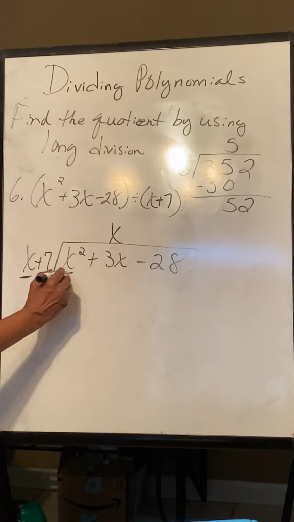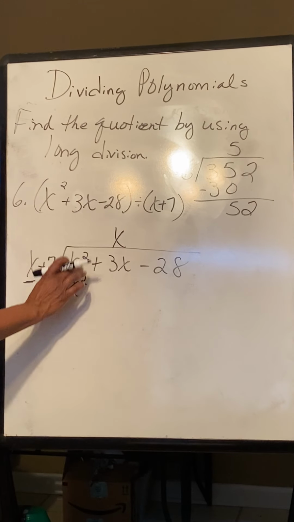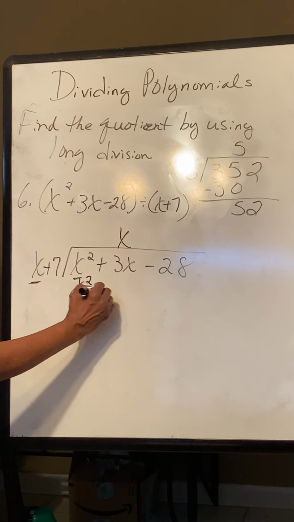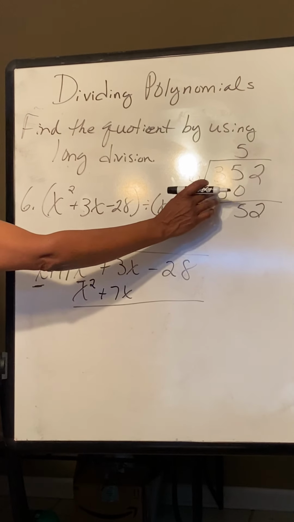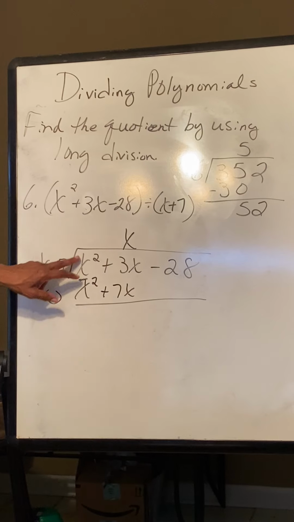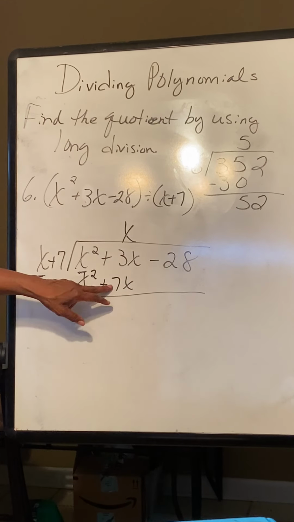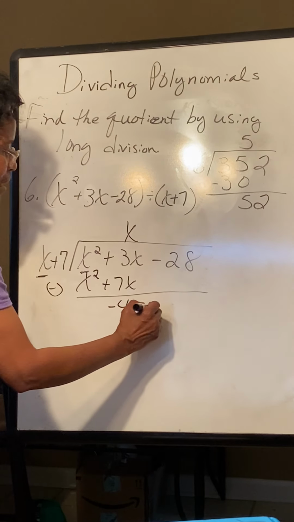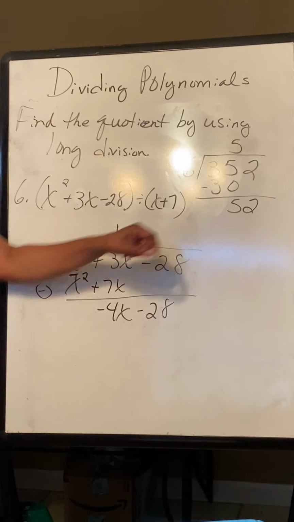X times x gives me x squared. So when you start multiplying, if these are not identical, then you've done something wrong. X times 7 gives me a positive 7x. Well, in your regular division, after you multiplied, you had to subtract, so I'm about to subtract. Any number minus itself is 0. 3x minus 7x is a negative 4x, and I'm going to bring down my next term, and I'm ready to divide again. Over here, you had to divide again, okay?